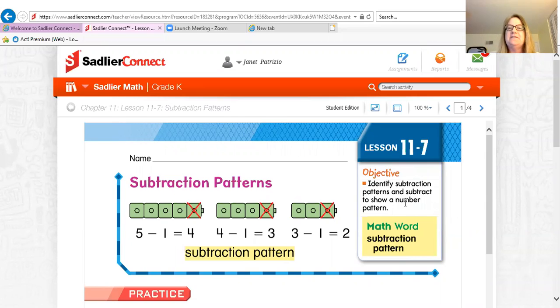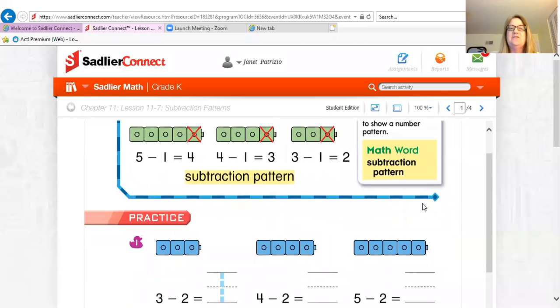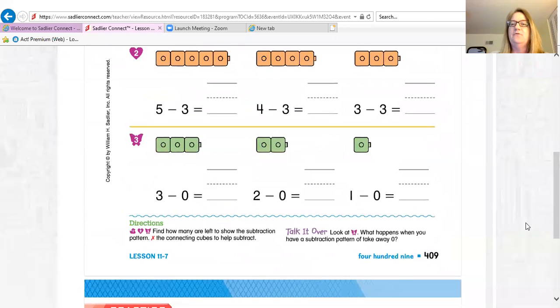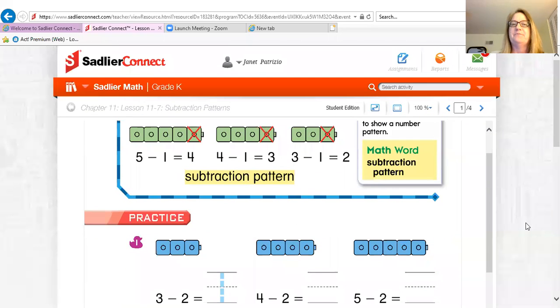So our objective is to identify subtraction patterns and subtract to show a number pattern. So they gave an example up here. This is on page 409. We have our cube trains, 3 different cube trains, 3 different subtraction sentences. So let's look at the first one.